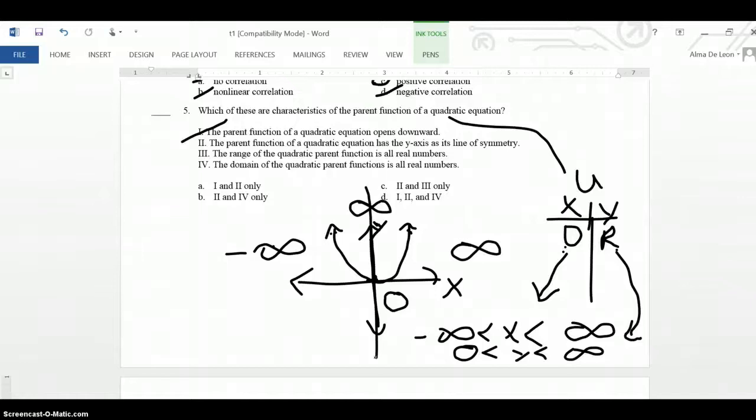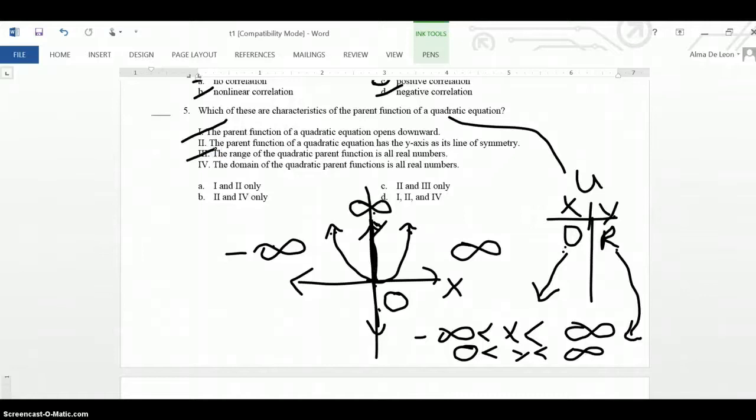Number 3, the range of the quadratic parent function is all real numbers. Well, we just said right now that whenever we're looking at the range, we're looking at the y values we're using. That means we focus on the y-axis. Since the y-axis is going up and down, we said that we're going from 0 to positive infinity. And that means that we're using 0 and everything that's bigger than 0. We're not using anything below 0. Therefore, the range is not all numbers.